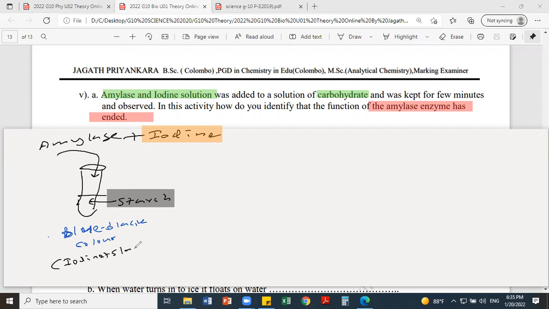Now starch is present. Now after some time what happened? This amylase converts. So this is before, it's blue. Now what happened? The amount of starch gradually decreases, and it turns into what? This is before. And after that what happened? After some time, you will not get this blue black color. You get the original color of iodine, which is brown. Iodine is brown.